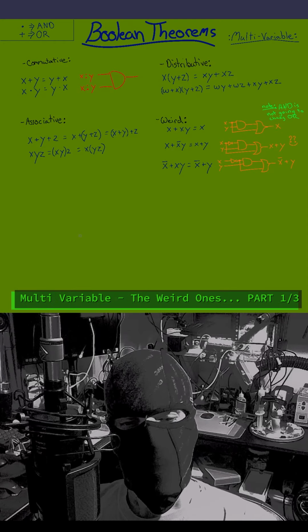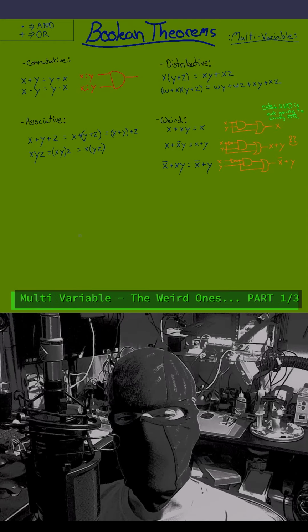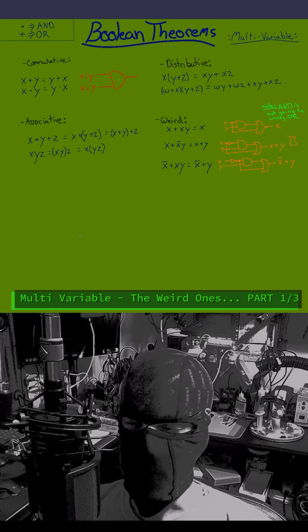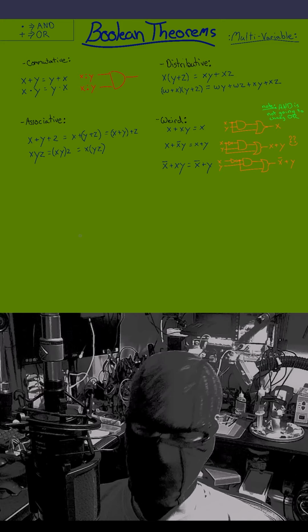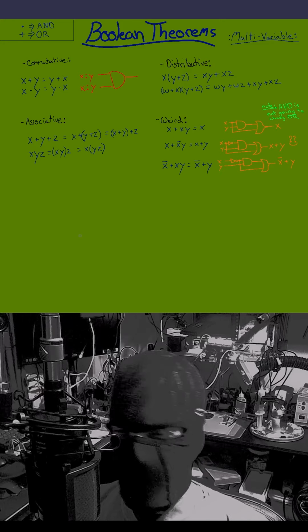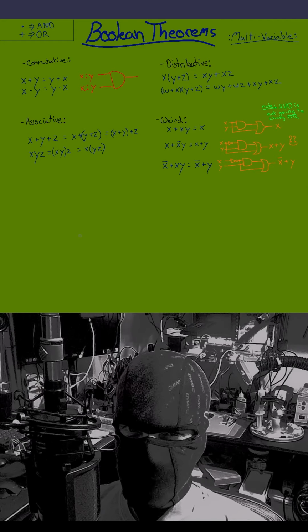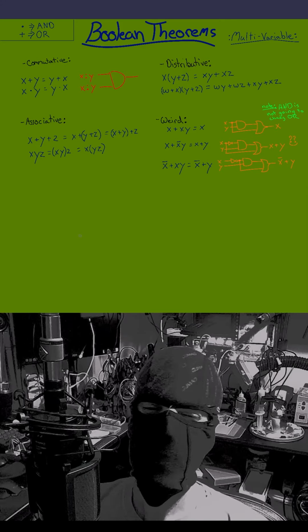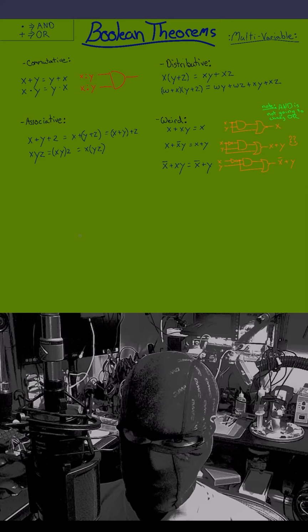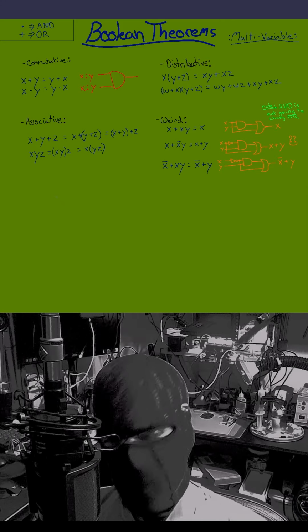Finally, we have what I dub the weird ones. Now, there's a reason for this because our previous few theorems have all kind of had ties to what you learned in algebra. However, we start to get to these weird ones, and it's only when you examine these from a gate structure that you really start to put two and two together.